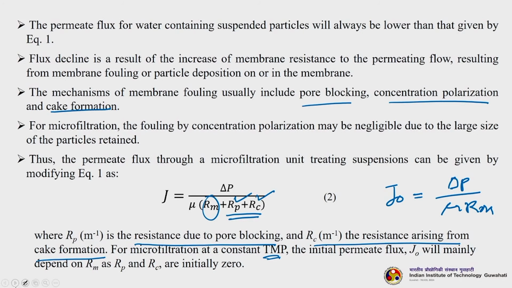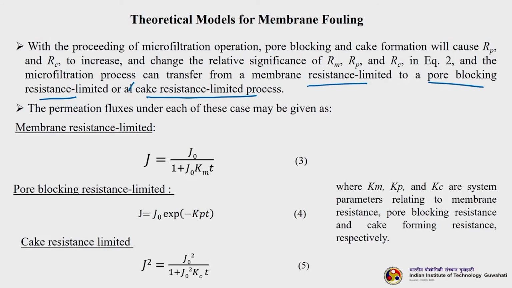Okay. So, then your membrane process will no more be membrane resistance limited. It may become either pore blocking resistance limited or cake resistance limited, depending upon whether Rp is contributing more or Rc is contributing more. So, anyway, the permeation flux under this can be written like this. If it is membrane resistance limited, it is J equals J naught over 1 plus J naught Km t. Pore blocking, it is J equals J naught into exponential of minus Kp t. And cake resistance, J square equals J naught square divided by 1 plus J naught square Kc t.